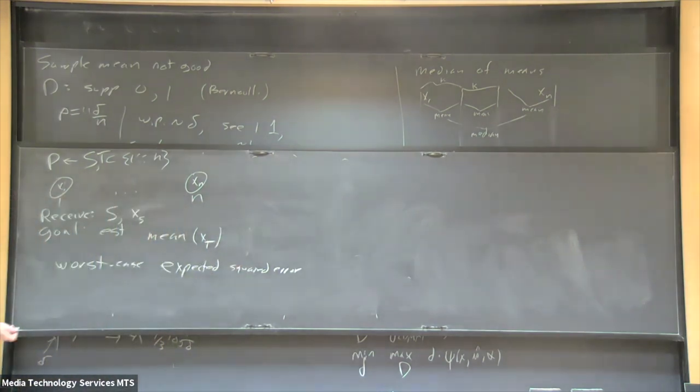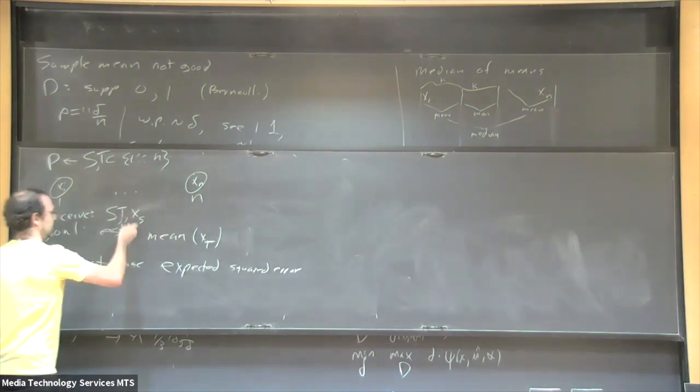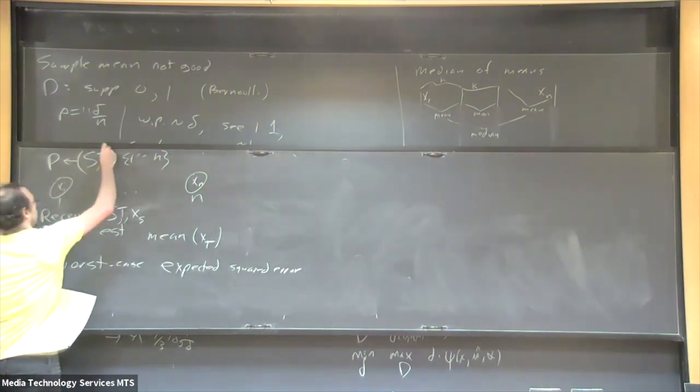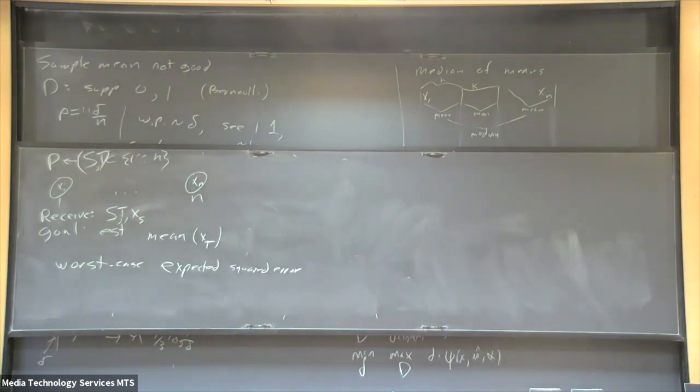Given S, and so is T sampled, or is T given? T is sampled by P. Yes, so the distribution is a distribution on pairs of sets.